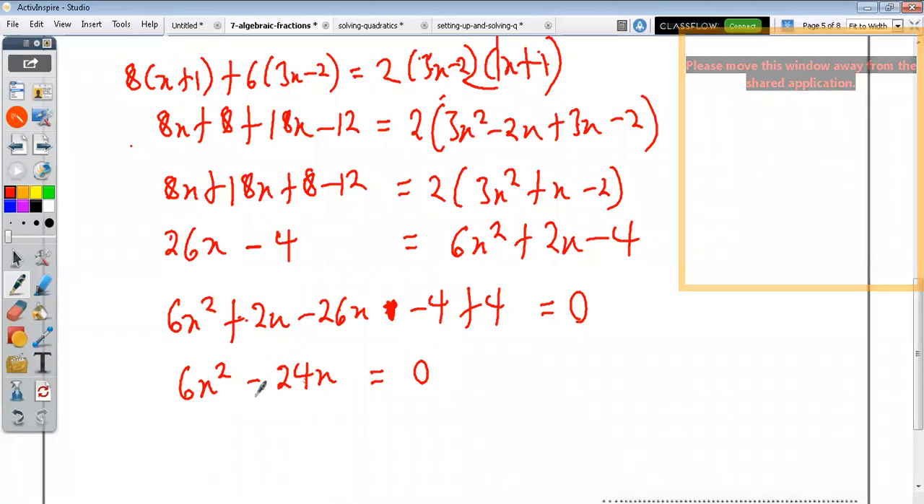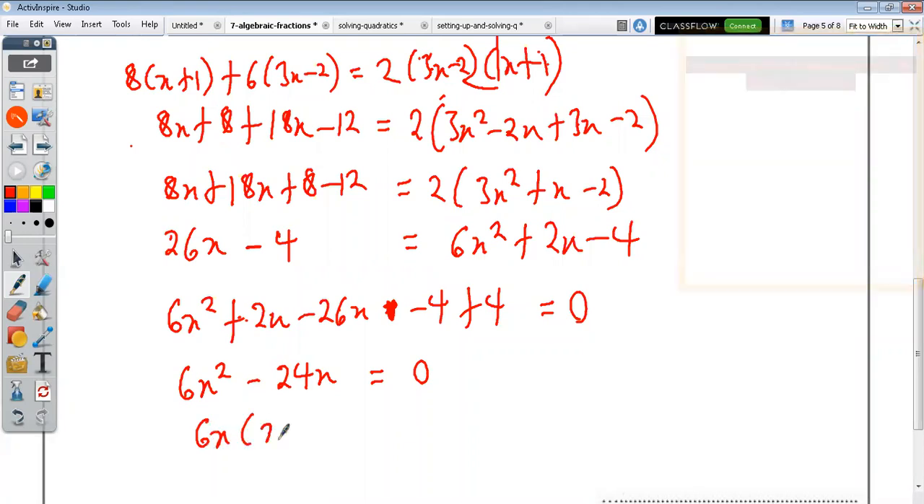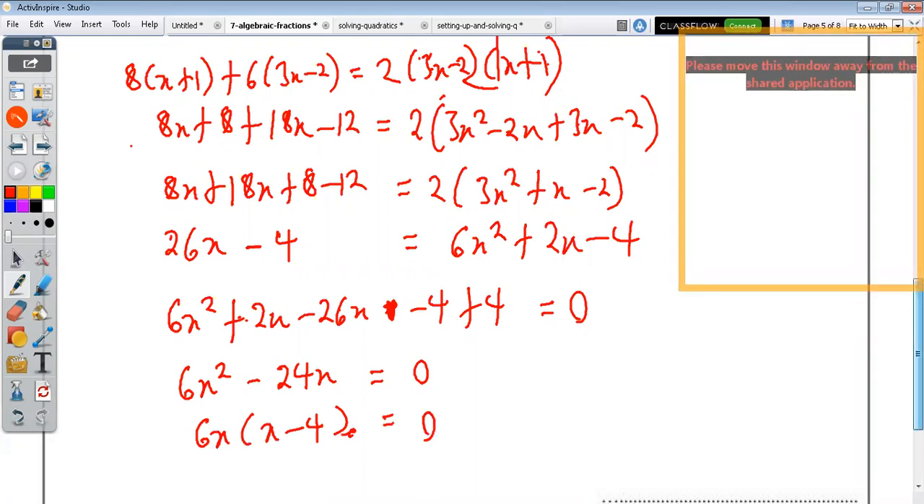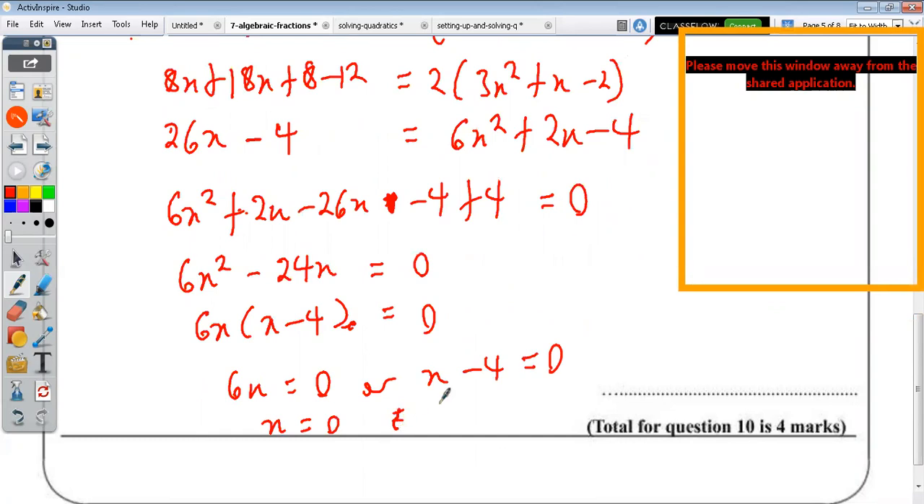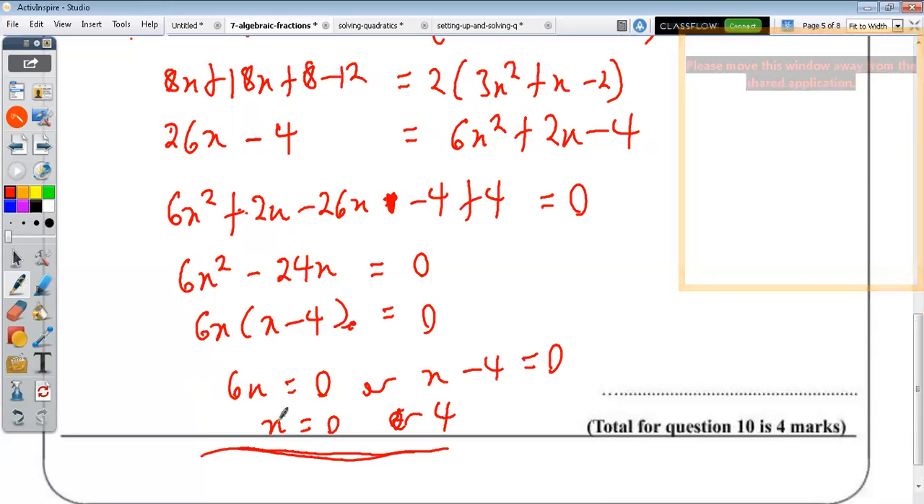Now divide by 6x: brackets x minus 4 is equal to 0. What that simply means is that 6x is equal to 0, or x minus 4 is equal to 0, which means x is equal to 0 or 4. Anything divided by 0, 0 divided by anything is 0. Are we together? Yes, sir.